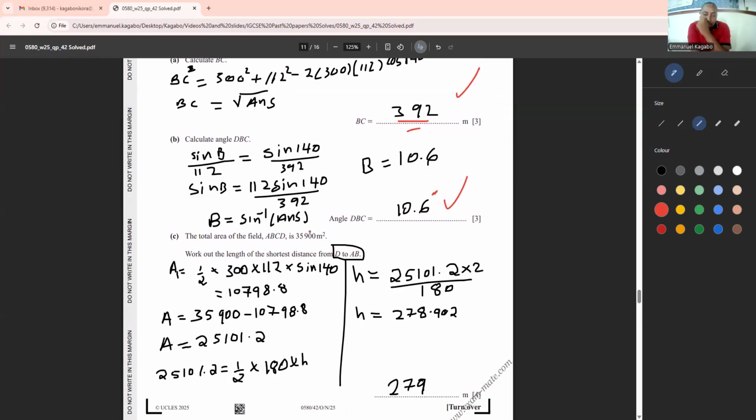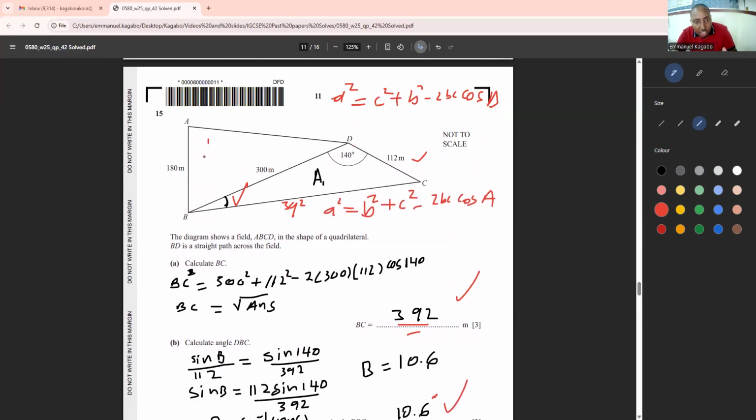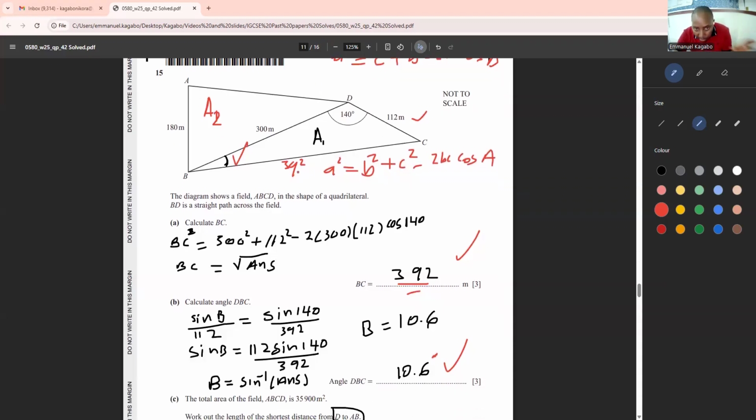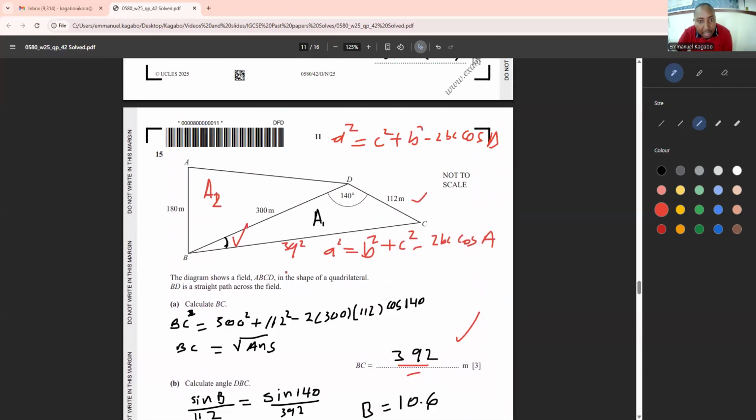Then they say the total area of the field ABCD is given by that. Basically, the area of this triangle, we call it area 2, and this is area 1 because I already wrote it there. First triangle, second triangle. The total of the two, that area is that. Work out the length of the shortest distance from D to AB.